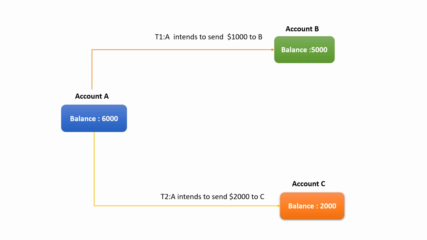Let us analyze a scenario without isolation. Account A has a balance of $6,000.